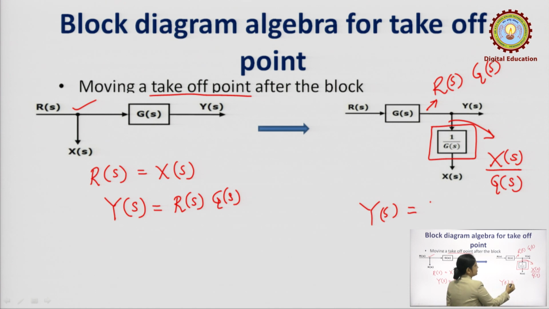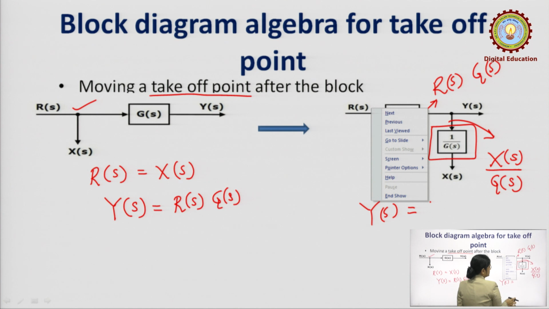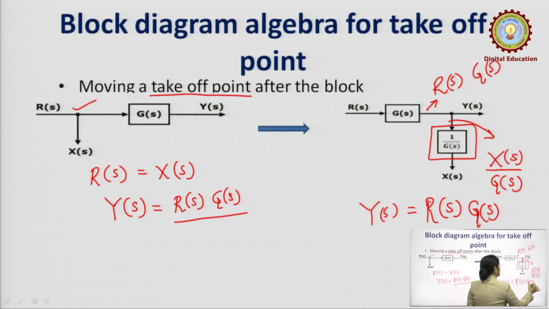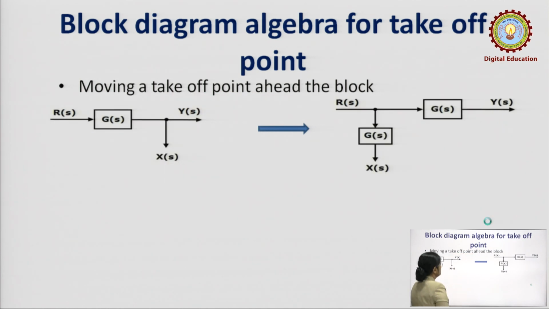So, what is the output here? Y(s) should be R(s) into G(s). So, R(s) into G(s) is the output. That is what has been fed over here, right. This gives us the X(s) value. So, this is how the takeoff point is moved beyond the block.